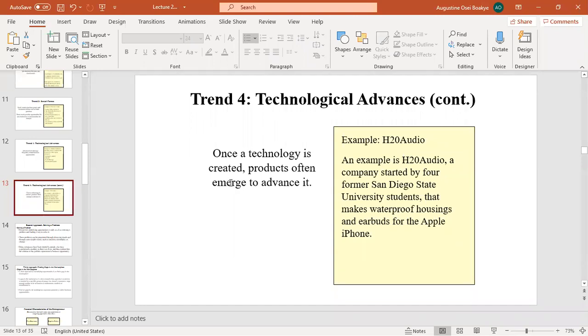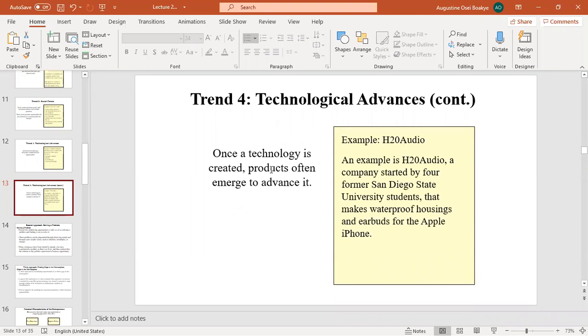There is also this case on H2O. H2O Audio, I don't know if you've heard about that enterprise. Now, H2O is also a company that was started up by a group of people when they were at the university level.